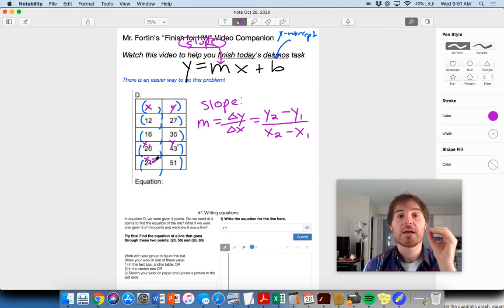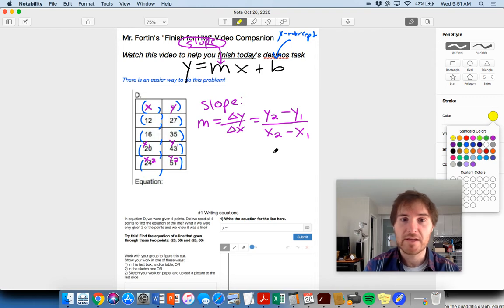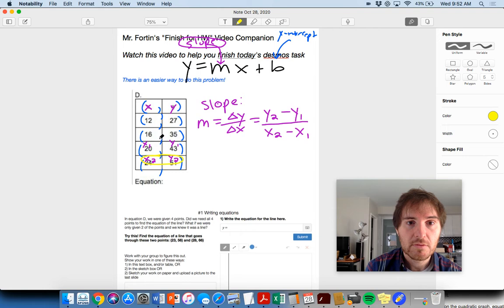So 24 is x2, 51 would be y2 because it goes with our second point that we have right here, okay? So check it out, right? We have x2 and y2, and we have x1 and y1 right here, okay? 51, 24, 43, 20, that kind of thing here. So what I'm going to do to get my slope is I'm going to take my y2, which is 51, and subtract my y1 from it, which is 43.